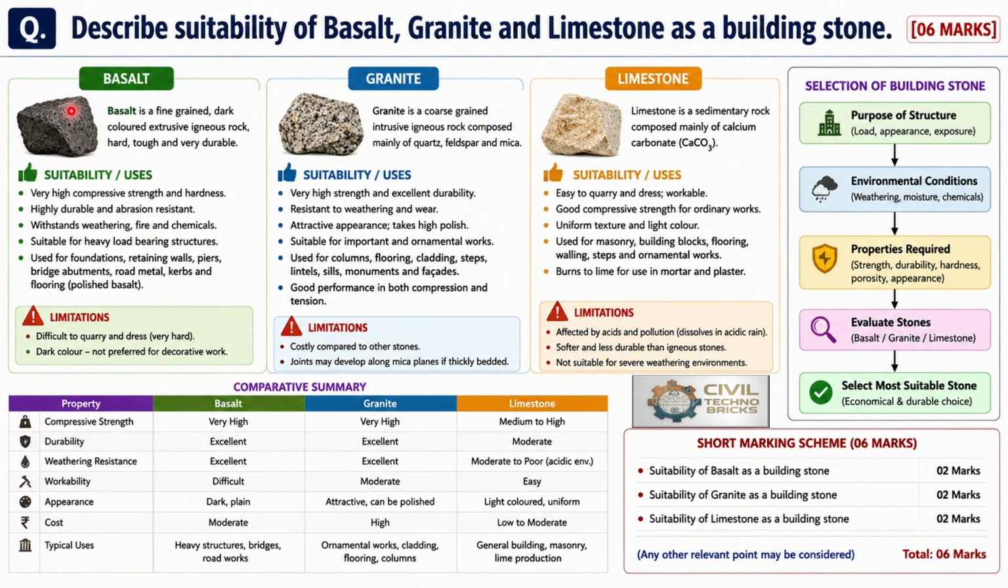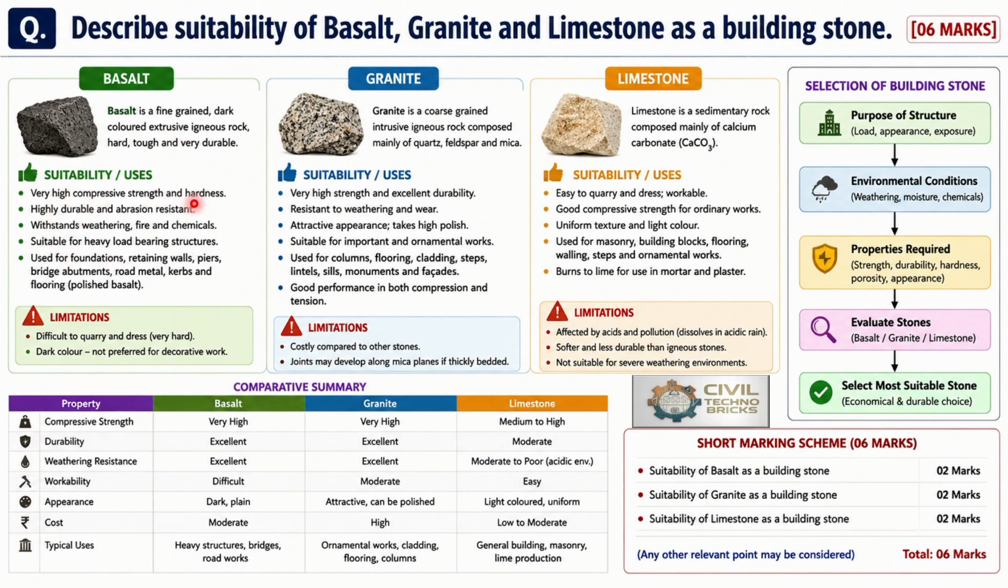Basalt is of dark blackish grayish color, while granite is whitish, and limestone is yellowish. Basalt is a fine grained, dark colored extrusive igneous rock which is hard, tough and very durable. Granite is a coarse grained intrusive igneous rock composed mainly of quartz, feldspar and mica, and limestone is a sedimentary rock composed mainly of calcium carbonate.